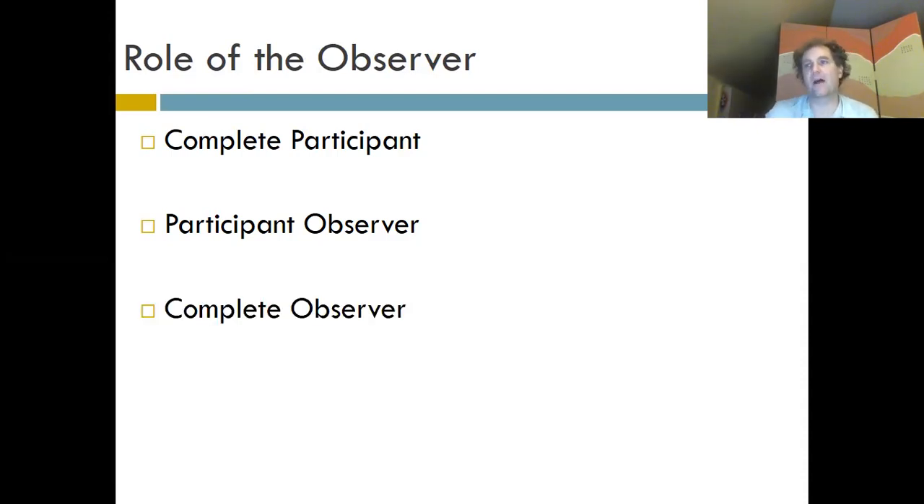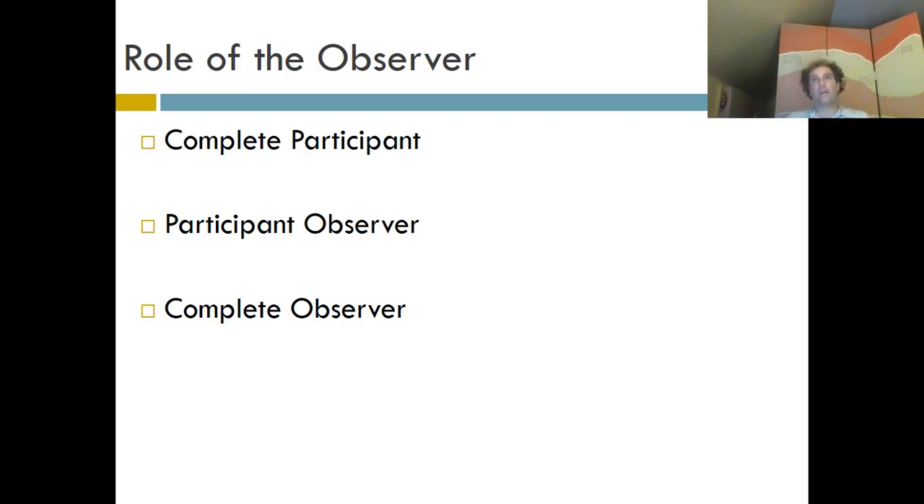At the other end of the scale, now we have complete observer, right? Here, the person is there at the group's functions, they're interviewing people, they're talking to people, but they're not really participating in the group, right? They are standing on the edge, kind of just watching, right? And so here, it's kind of a different issue.